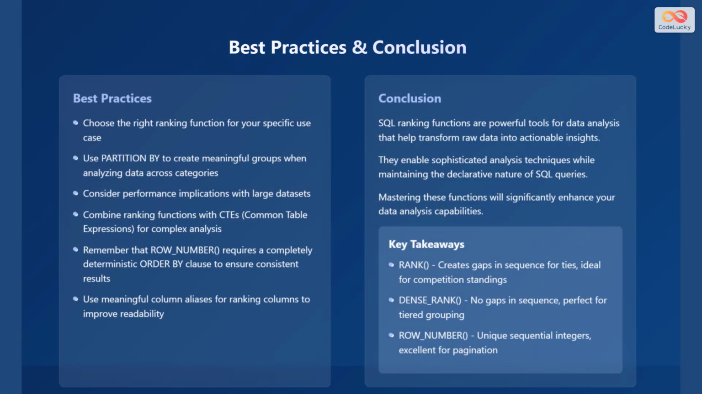Here are the best practices for using SQL ranking functions. Choose the right ranking function for your specific use case. Use partition by to create meaningful groups when analyzing data across categories. Consider performance implications with large data sets. Combine ranking functions with CTEs for complex analysis. Remember that row_number requires a completely deterministic order by clause to ensure consistent results. Use meaningful column aliases for ranking columns to improve readability.